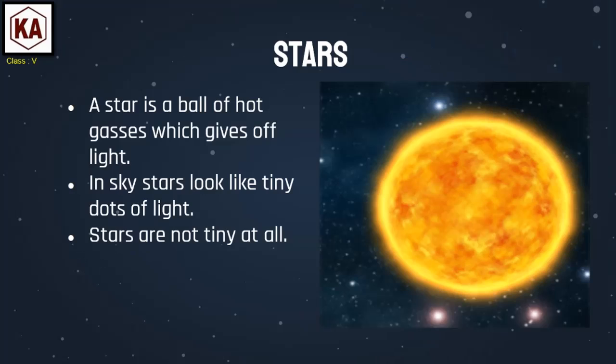Now we are going to talk about stars. A star is a ball of hot gases which gives off light. In the sky, we see that these are so tiny, but the stars are not tiny at all. They are sometimes even bigger than our sun. They are totally made up of gases.